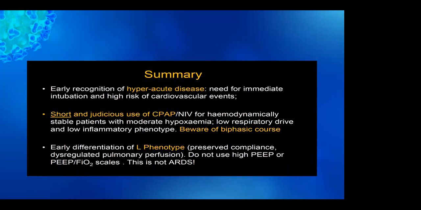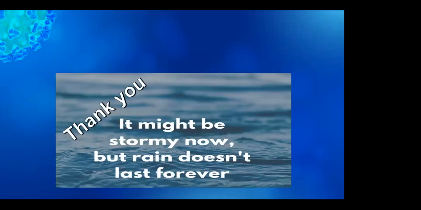So, in summary, early recognition of hyperacute disease is necessary. Short and judicious use of CPAP and non-invasive ventilation, like the high flow nasal cannula I mentioned, in the cases where the work of breathing is very low, we can use this. And early differentiation of the L phenotype is important, because if you give very high PEEP to a lung which is not recruitable, of course you will destroy the lung, and low tidal volume has its own effect. So we have to manage based on the L type or H type lung. Anyway, things are getting better now, and inshallah, will get better more. Thank you very much.